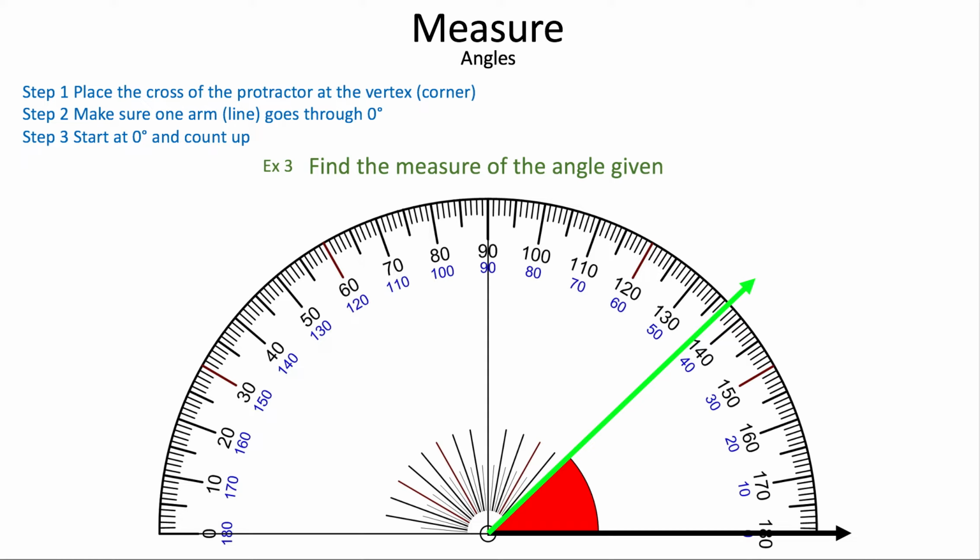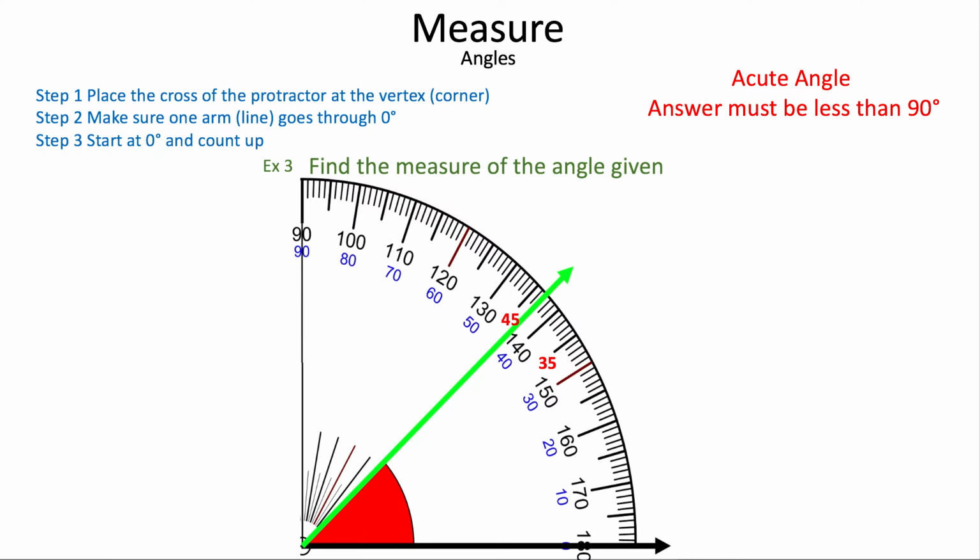So let's go ahead and talk about what type of angle we have. Well, we have an acute angle, so therefore the answer must be less than 90 degrees. Now let's zoom in, and since we're closest to 40 degrees, we're going to go ahead and start counting at 40 degrees and count up until we reach the second arm or line of the angle, 41, 42, and 43.